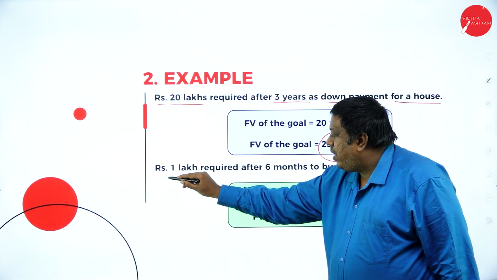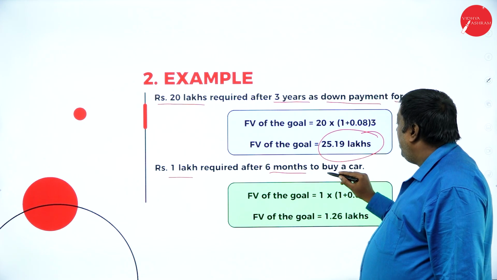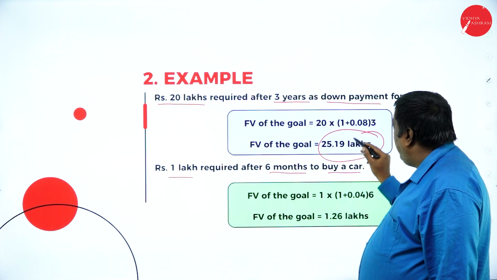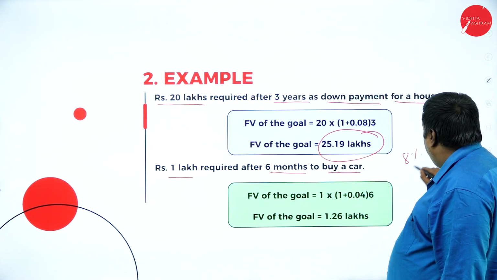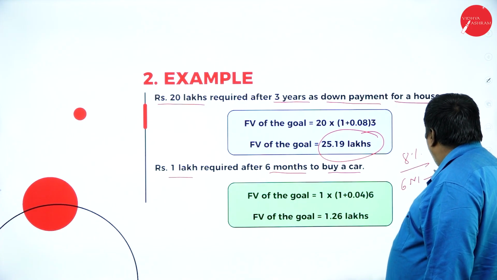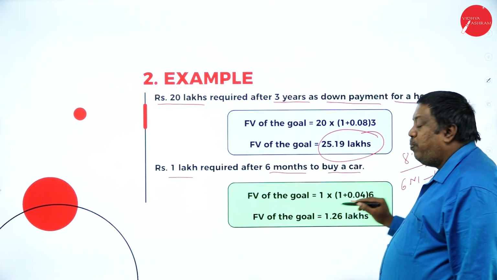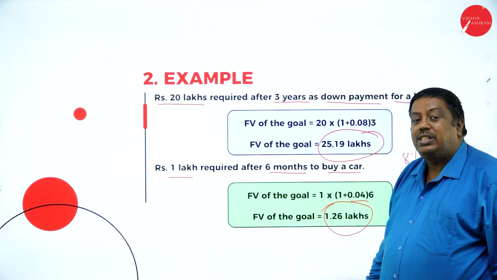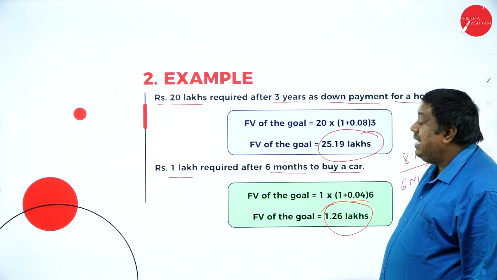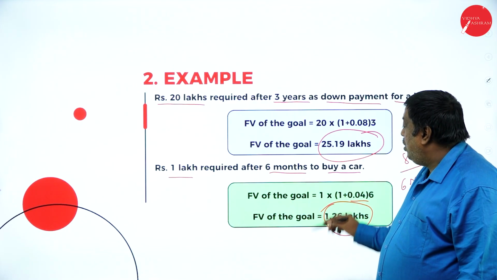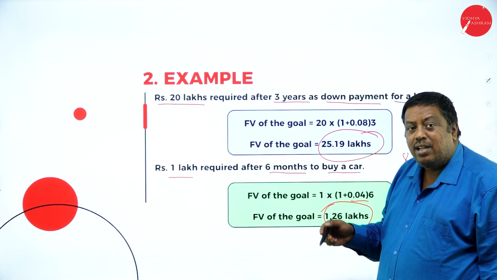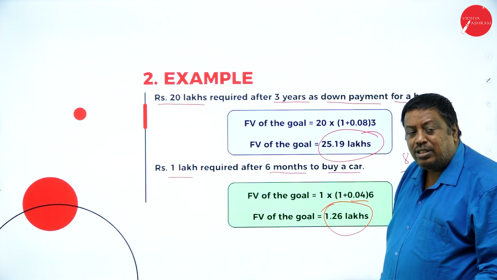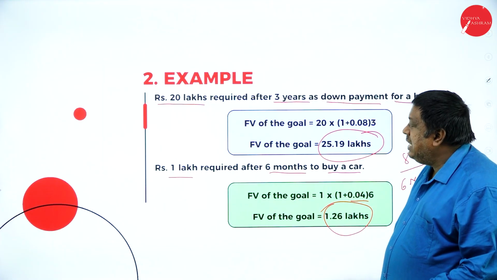The next one, I require 1 lakh after 6 months to buy a car. For that, per annum it is 8%, so for 6 months it will be 4%. That is the reason I've taken here 0.04. After 6 months I may require 1.26 lakhs. Means 1,26,000 is the estimated amount I may require to buy a car after 6 months. Today it is 1 lakh, but tomorrow it is going to be 1.26. This is the future value. Based on the future value concept with the present value of money, we have estimated here.